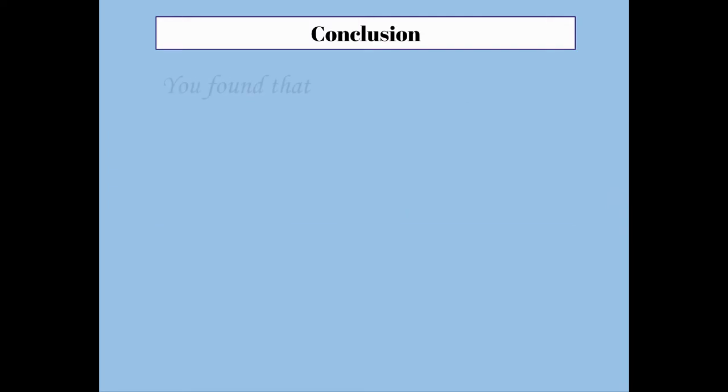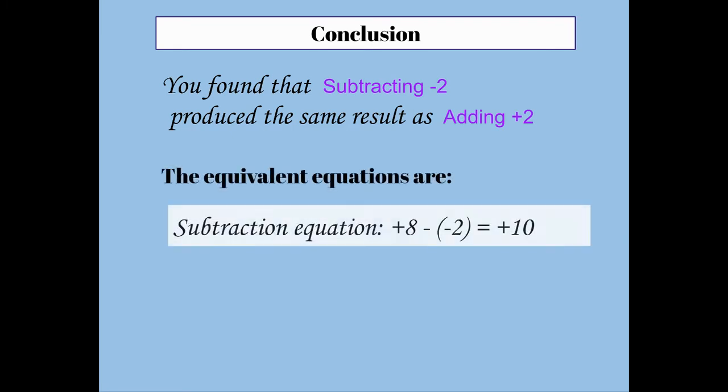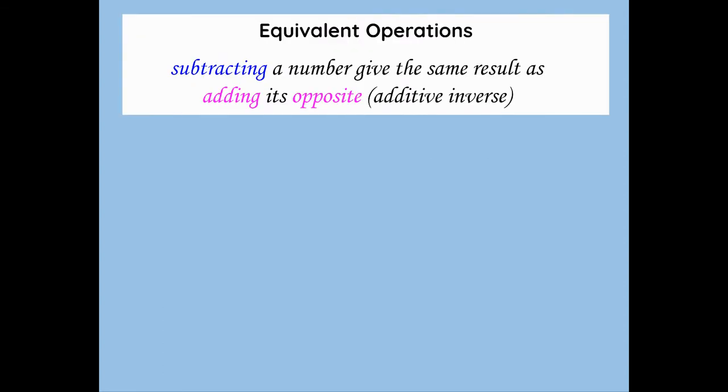So what did we learn? We found out that subtracting negative 2 produces the same result as adding a positive 2. The equivalent equations are positive 8 minus a negative 2 is positive 10, and the addition equation positive 8 plus a positive 2 is also positive 10. Subtracting a number gives the same result as adding its opposite, or additive inverse.